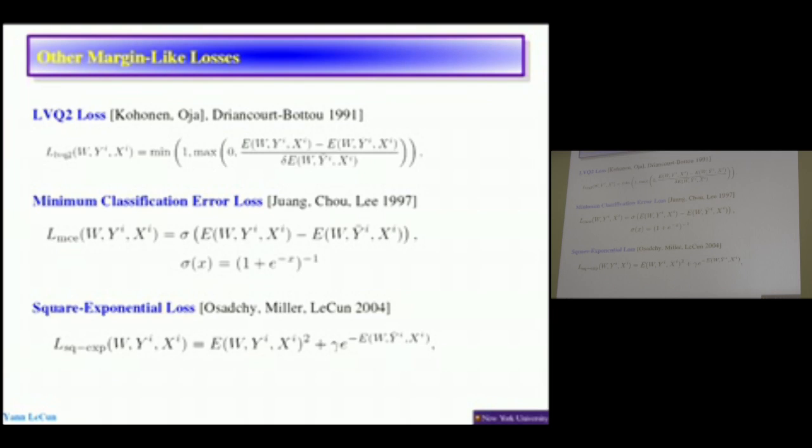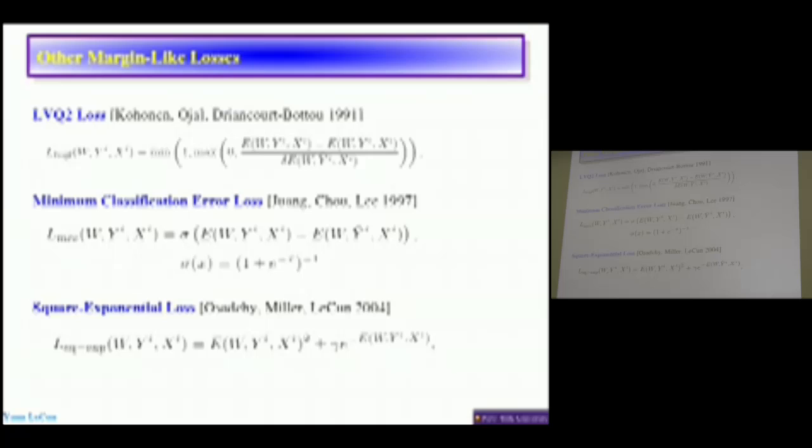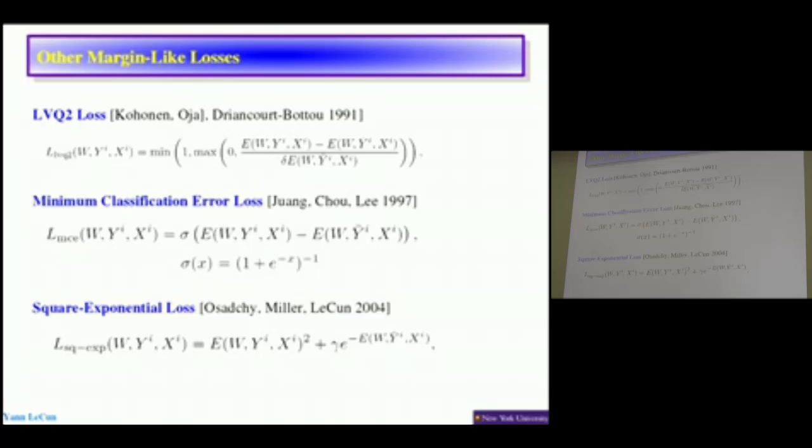So LVQ2 is actually a very old type of loss function. It wasn't formulated in terms of those energies back then, but that's what it comes down to in the end. LVQ means learning vector quantization, version 2. It comes from Teuvo Kohonen, who did a lot of influential work in the 70s and 80s. He's kind of retired now. And Xavier Driancourt and Léon Bottou are still around. He's at Microsoft Research in New York.